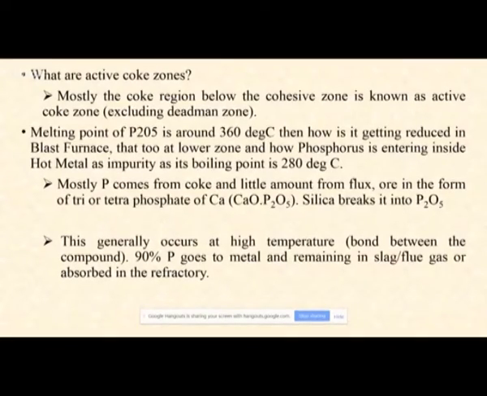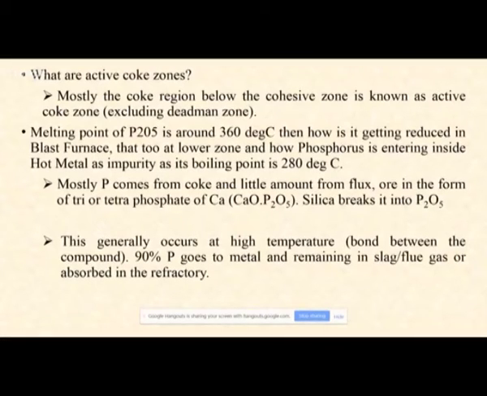I'm sure people must have taken metallurgical thermodynamics in your undergraduate, and that is the basic course for this. So phosphorus is combined mostly with calcium, and I have written that mostly phosphorus comes from coke and a very little amount comes from flux, and it is combined with calcium in the form of tri or tetraphosphate. And silica breaks it into P2O5. So that goes at higher temperature.